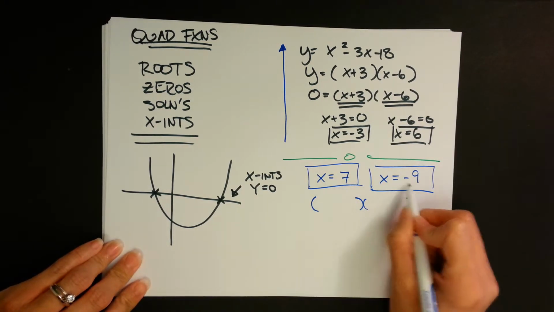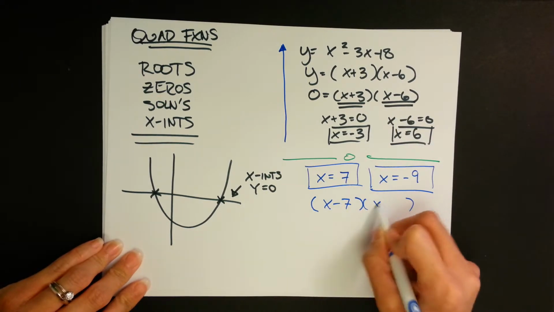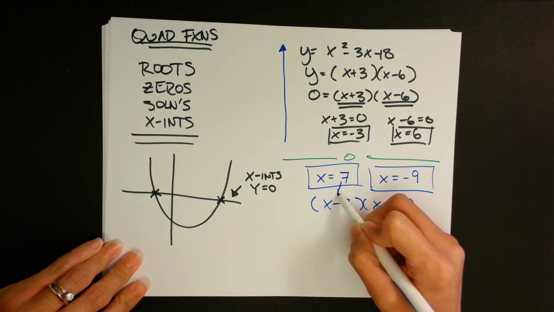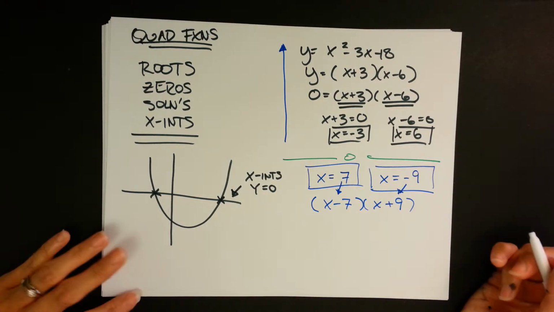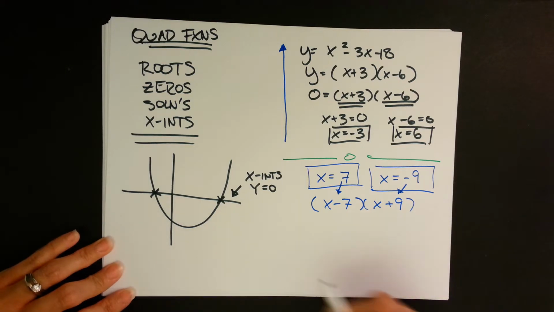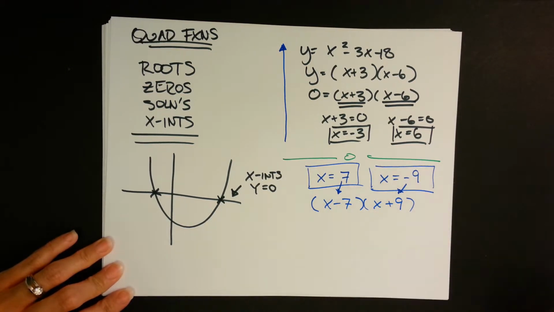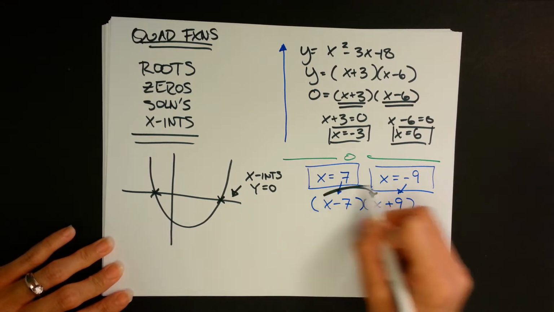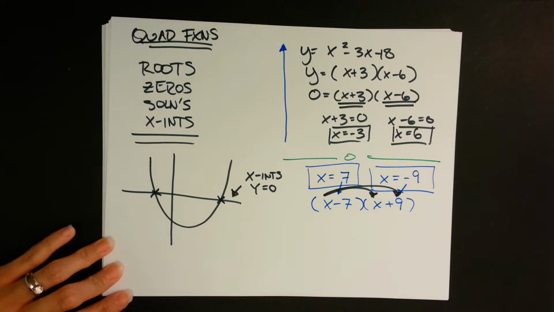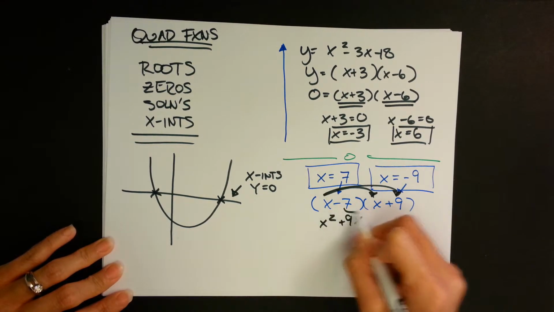If I had just factored these two, I would have had something like x minus 7, x plus 9. Notice how I switched the signs, right? Whenever you're coming in and out of parentheses, you switch the sign of your root. So, if these are your factors, that means that they came from some quadratic equation where I can just FOIL, right?